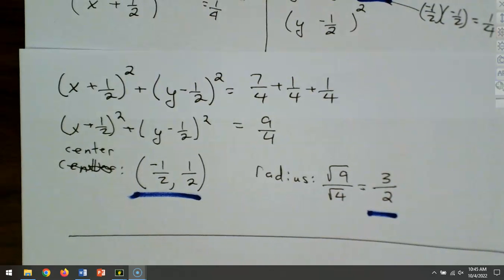Let's do 2 more, and the next 2 are not going to be circles. And we're going to talk about why these are not circles. So question 35.